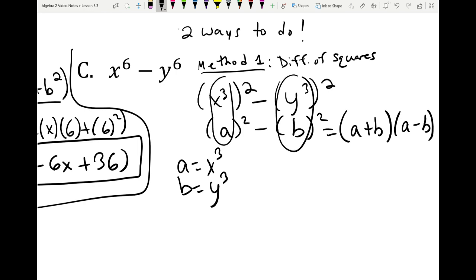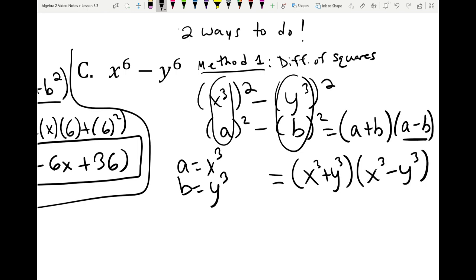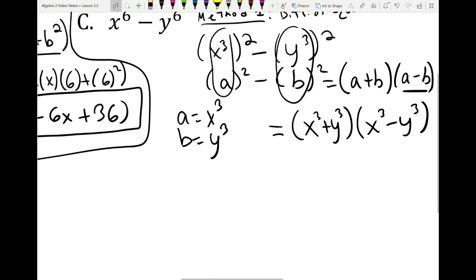So we can use the formula. So let's use the formula here. We have a plus b, so x cubed plus y cubed. And then now we're doing the a minus b part, x cubed minus y cubed. All right, so these are perfect cubes. These are perfect cubes. However, there is no difference of cubes formula. There's only a sum of cubes formula. So we're going to be using the sum of cubes formula for this guy.